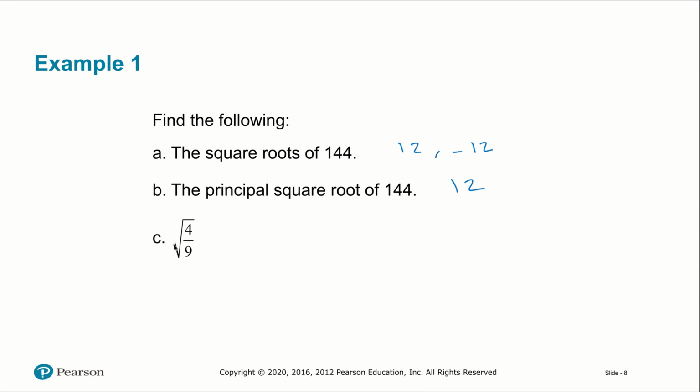Now here, when they say find the square root of 4 over 9 with this notation, this is the principal square root, because if we wanted the negative square root of 4/9, we would have just put a negative sign next to it. So there is no ambiguity here. This is going to be 2/3. Why? Because think about it. What happens when you square 2/3? You get 2 squared, which is 4, over 3 squared, which is 9. So there is the principal square root of 4/9.